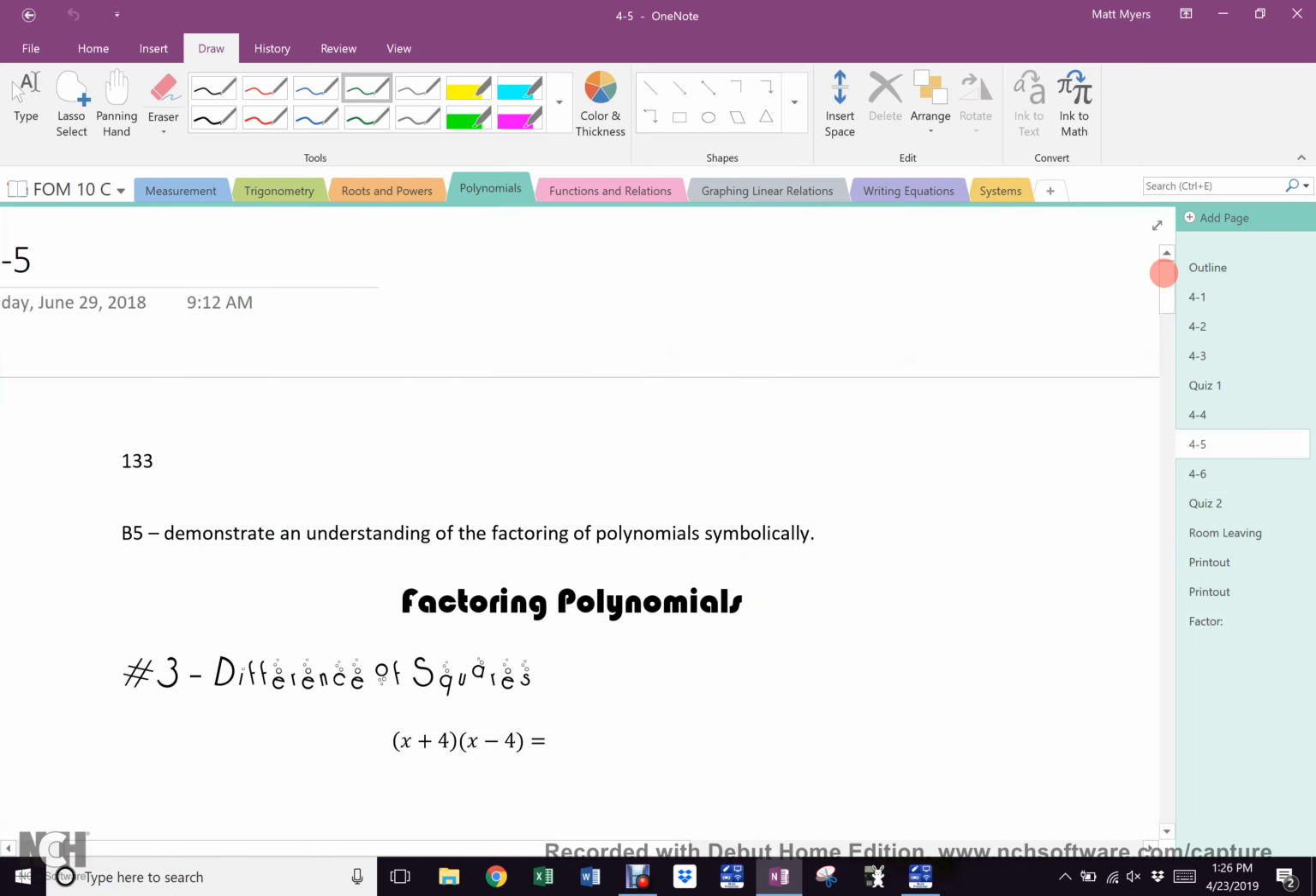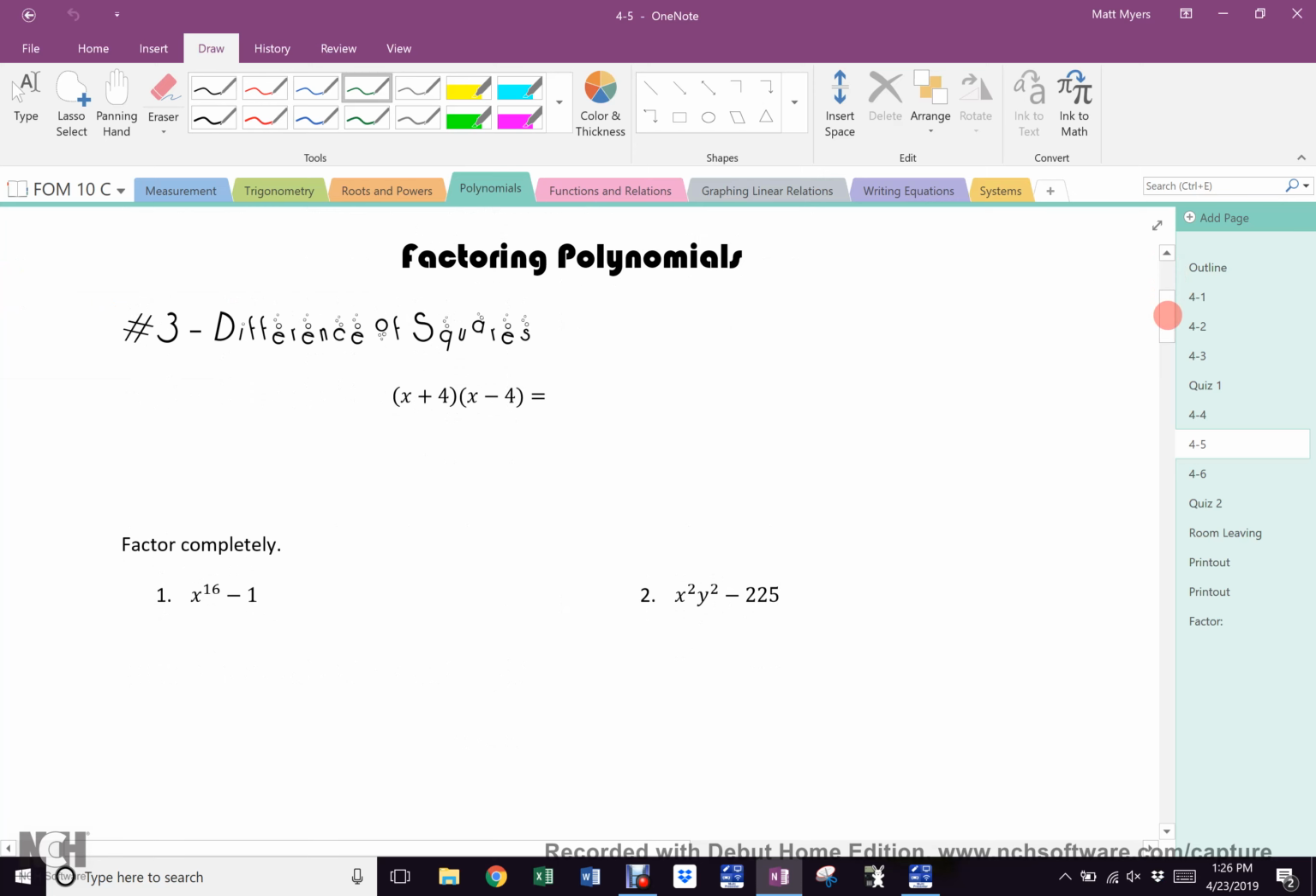Now, like I said, 133 is kind of a bridge between the two kinds of factoring that you're going to end up doing. And you've already done it. If I asked you to expand this, what would happen? You'd have to do FOIL, right? And what would you get? X squared minus 4x. Then what? Positive 4x.